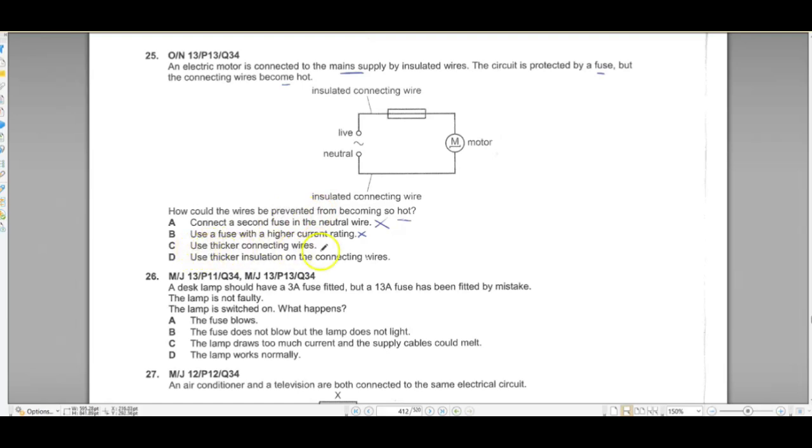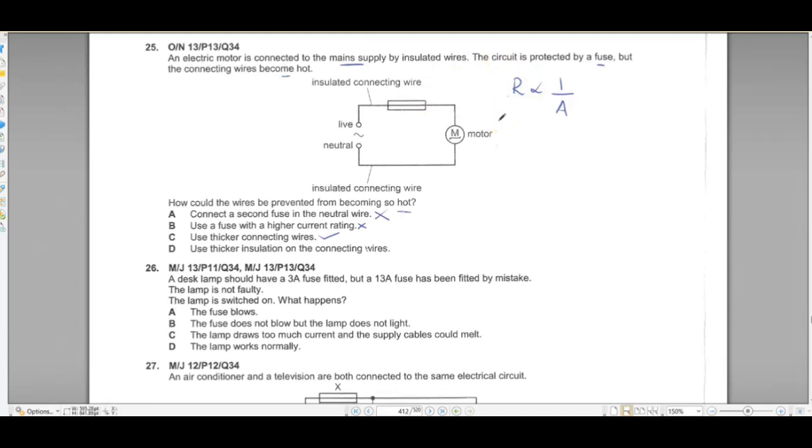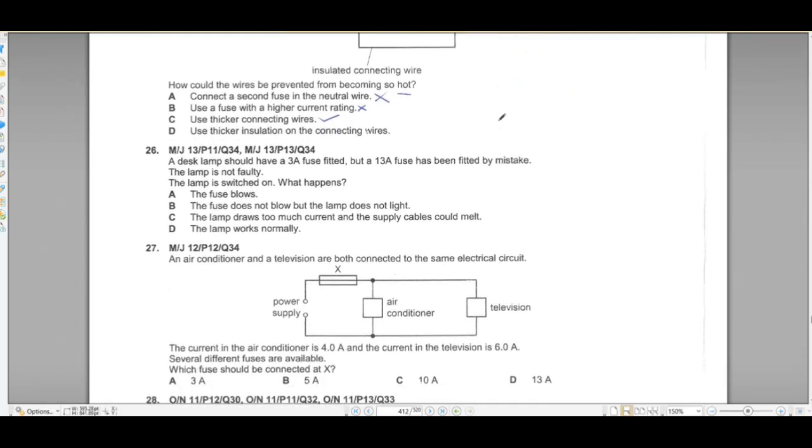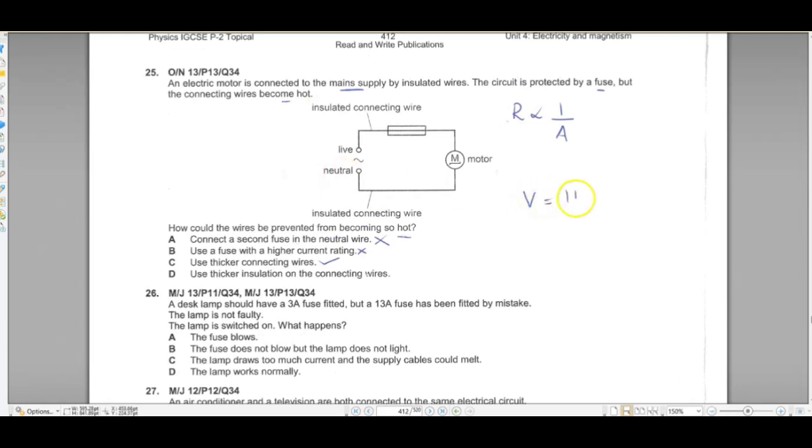And C, use thicker connecting wire. Yes, using thicker connecting wire is going to reduce the heating because we know that resistance is inversely proportional to the area. So if the wire is thicker, the resistance is going to be smaller, and because of that, the overheating is not going to happen. And you know, V is equal to IR, and I is inversely proportional to R. So if R is more, the current is going to be less, and if R is less, the current is going to be more, and so on.